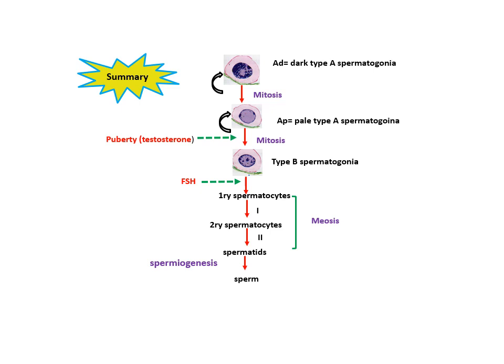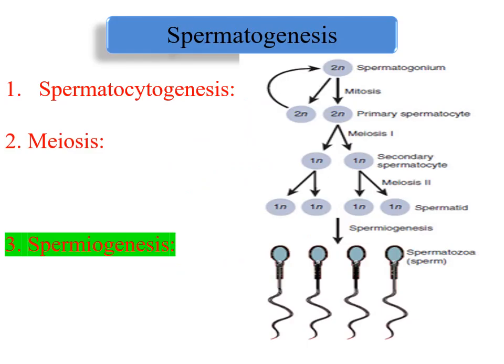So again, the dark cell divides by mitosis, giving pale type A cells. Then pale type A cells divide again by mitosis, giving rise to type B cells. Type B cells, by the effect of FSH during puberty, form the primary spermatocytes. They would undergo meiosis and form the spermatids, and the spermatids via spermiogenesis would form mature sperm.